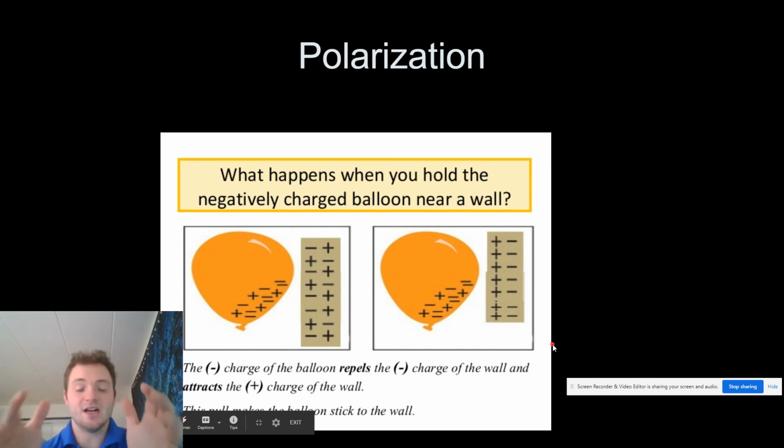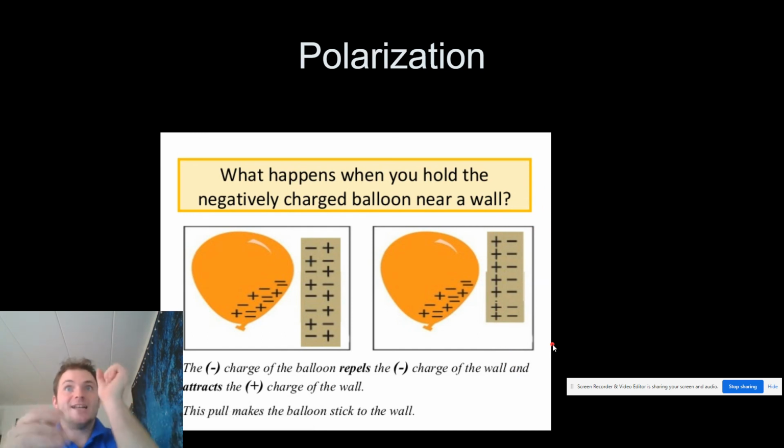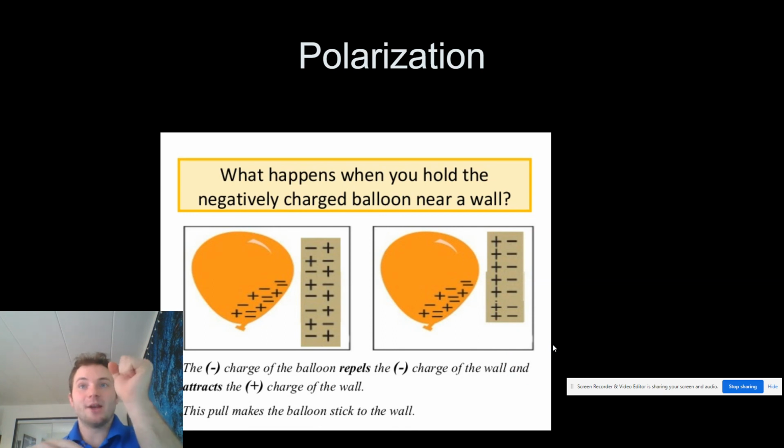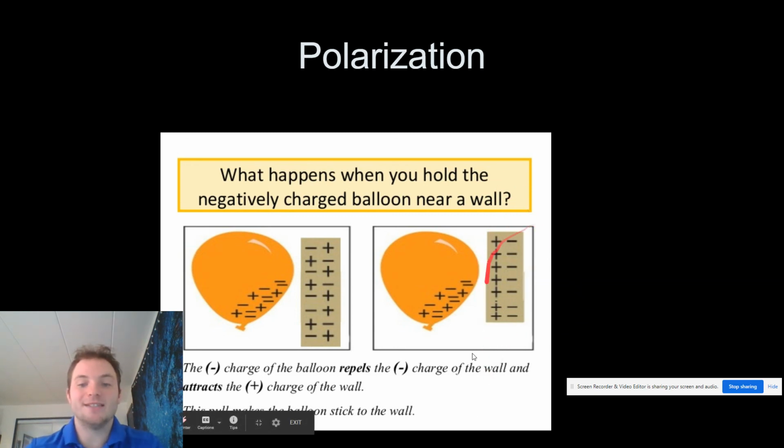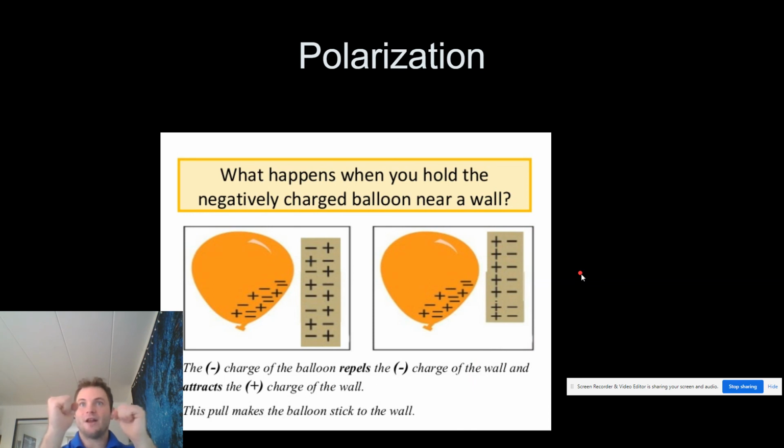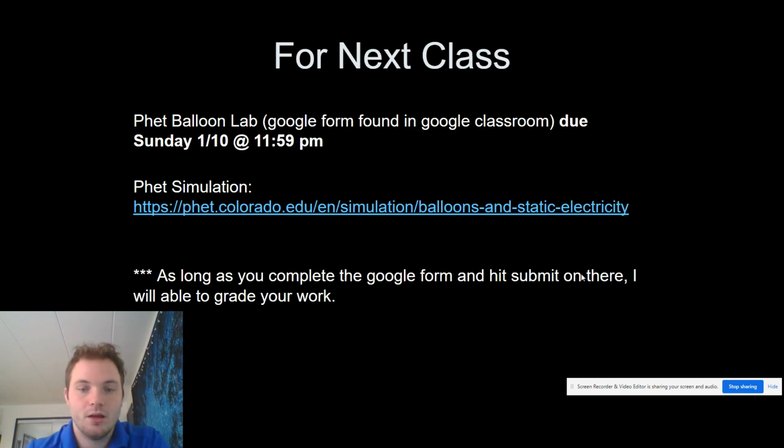So the idea here is a negatively charged object or a positively charged object can attract a neutral object only if that neutral object is polarized. What polarized means is positive on one side, negative on the other. If you have an object with positive on one side, negative on another, that charged object will stick to one of the sides. And that's what polarization means.